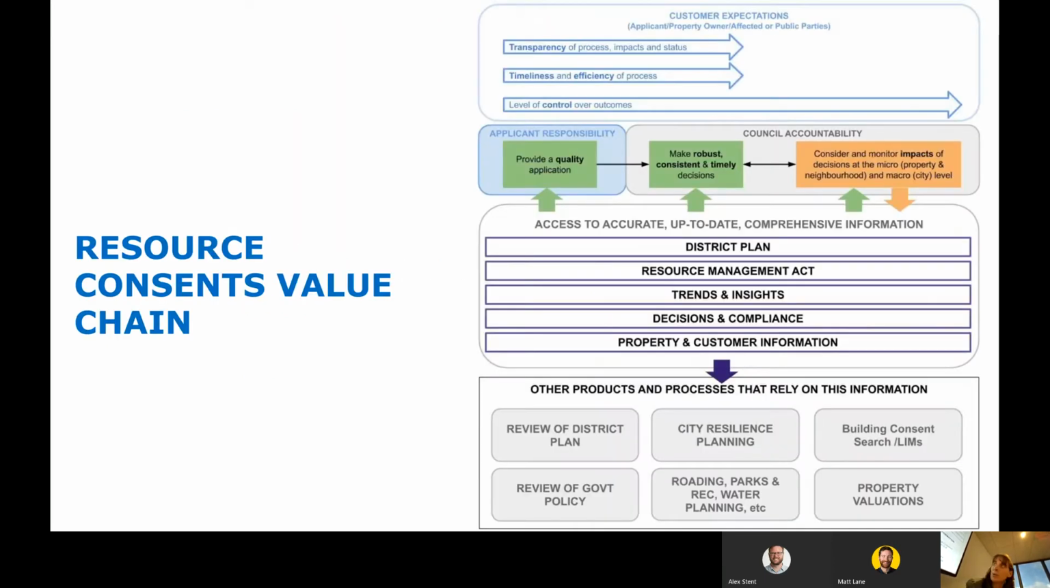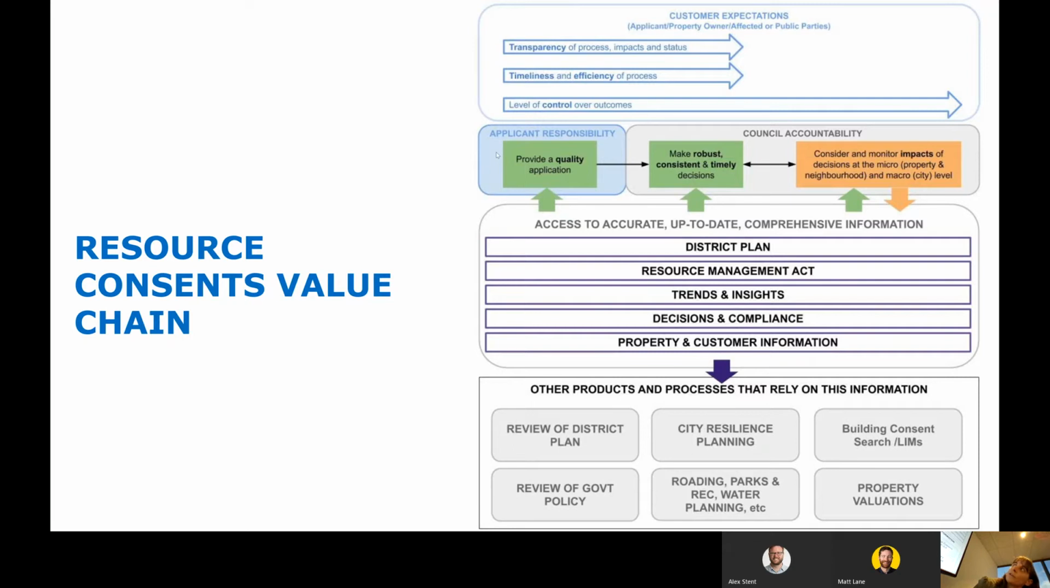So this is a rather complicated diagram that I came up with, but it was trying to understand the value chain of resource consents. Across the top, it's really just saying what the expectations are of customers. They want that transparency of process. They want timeliness, they want efficiency, they want to at least feel that they've got some type of control.